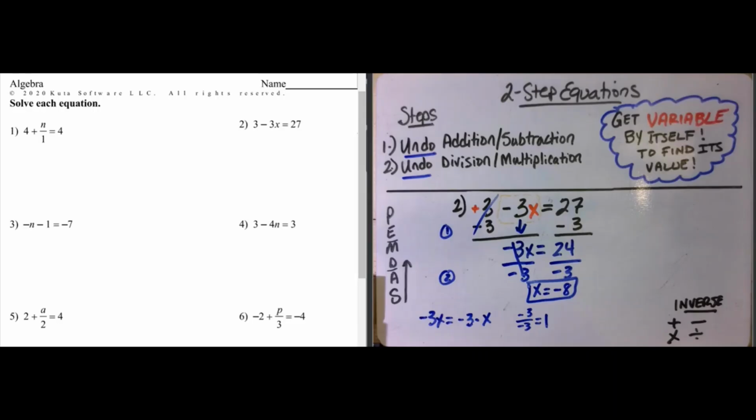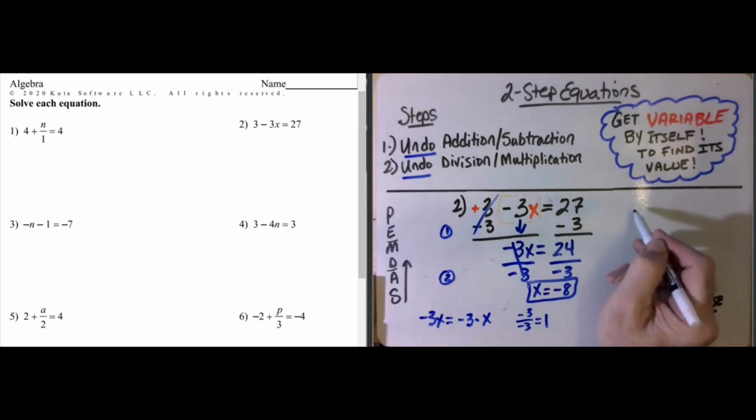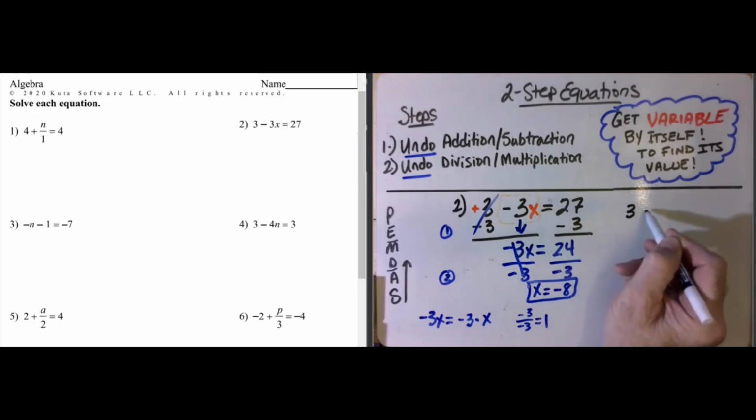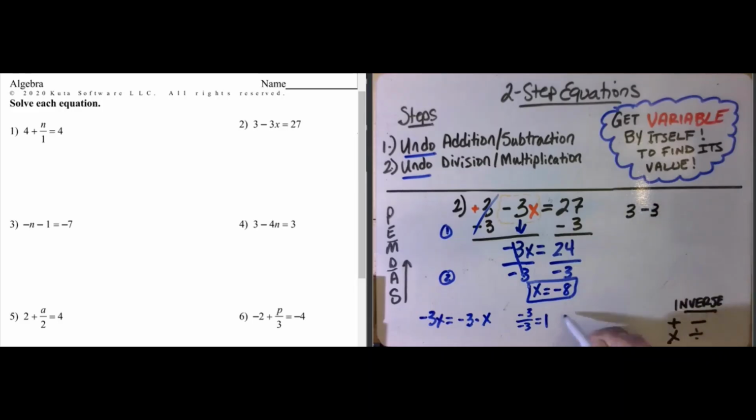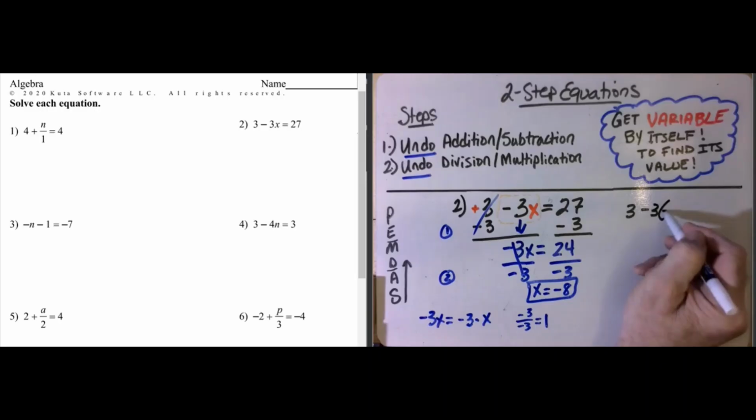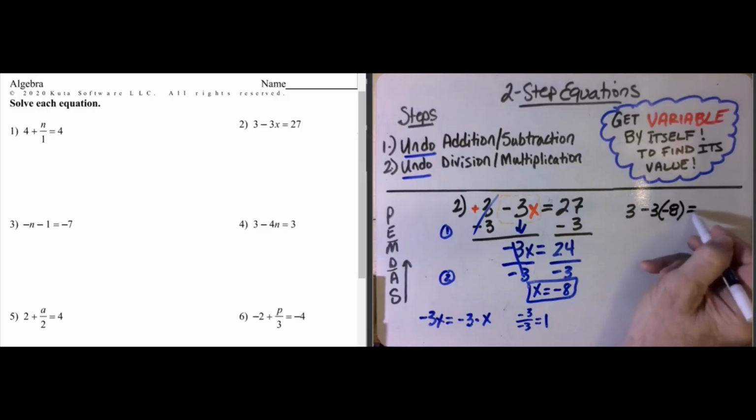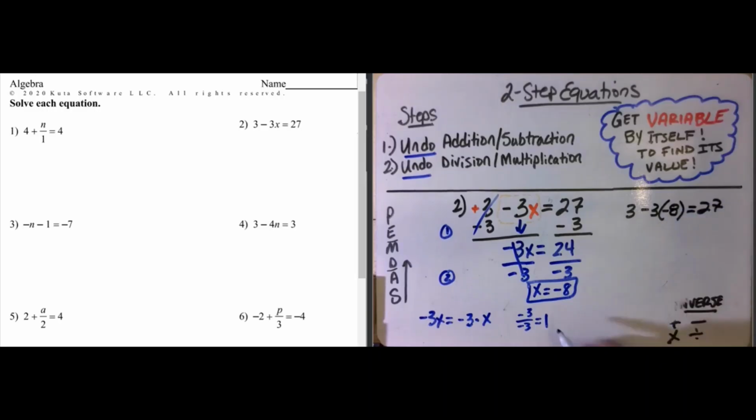Now, we won't be doing this with each of these examples, but to prove your answer, you would just take that value and plug it into the x. So to the original problem. So let's go ahead and do that real quick for this one. So 3 minus 3 times negative 8 equals 27. So we've taken that value we found and plugged it into the original problem.